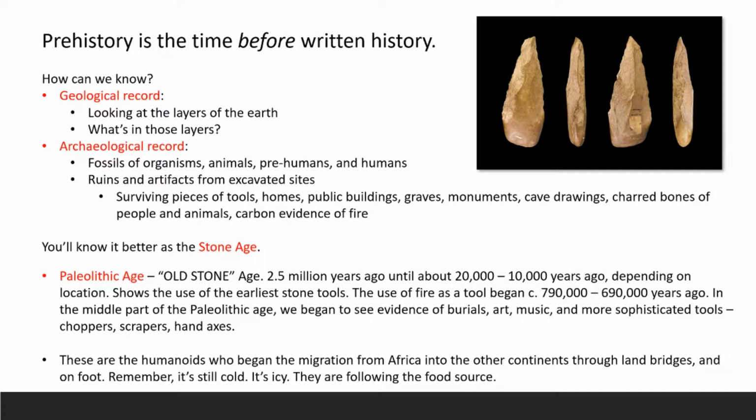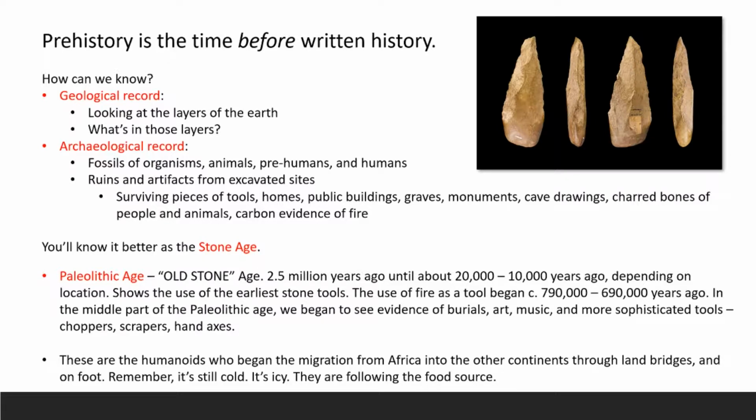Now, the Paleolithic Age lasted from about 2.5 million years ago until about 20 to 10,000 years ago. That depends on where the events were happening. Some regions lasted longer in the Paleolithic Age, some shorter time. And this age shows the earliest stone tools, the use of fire, and we begin to see evidence of burials and art, even music, and more sophisticated tools, like in the picture above, choppers and scrapers and hand axes.